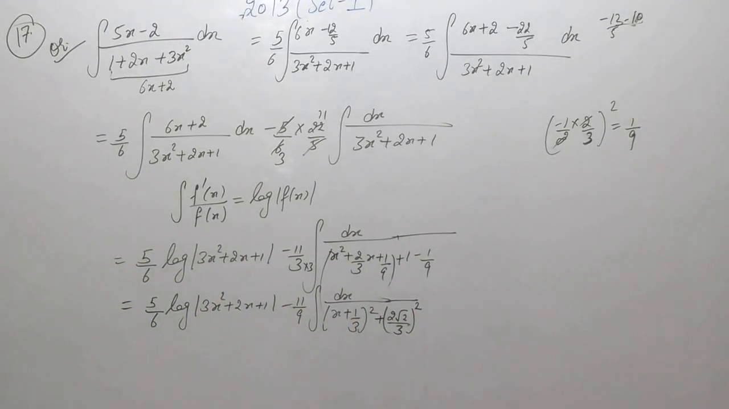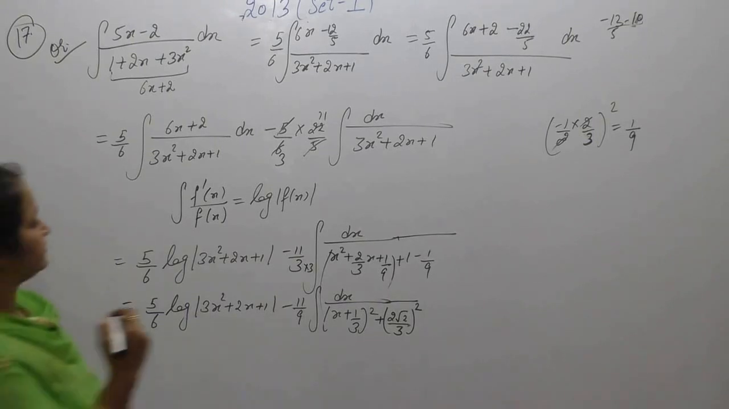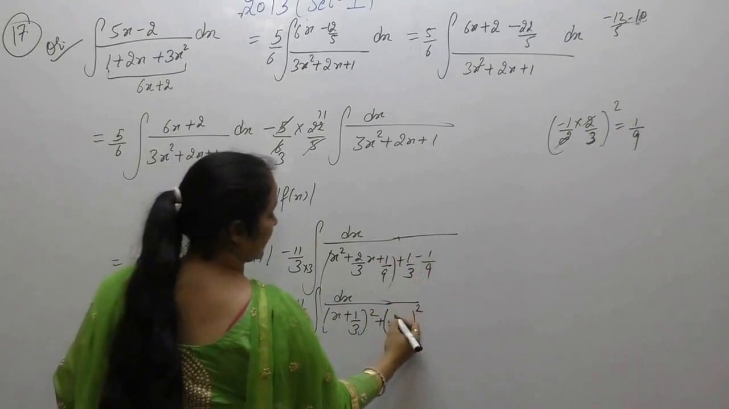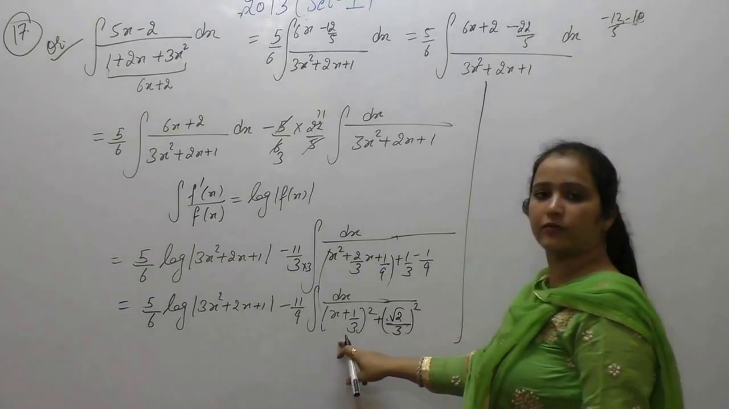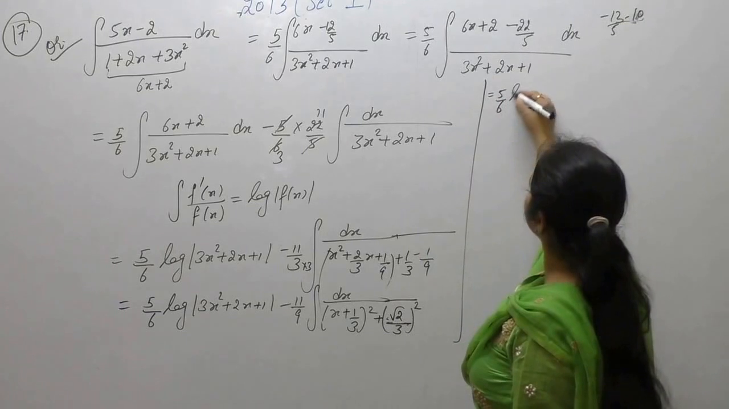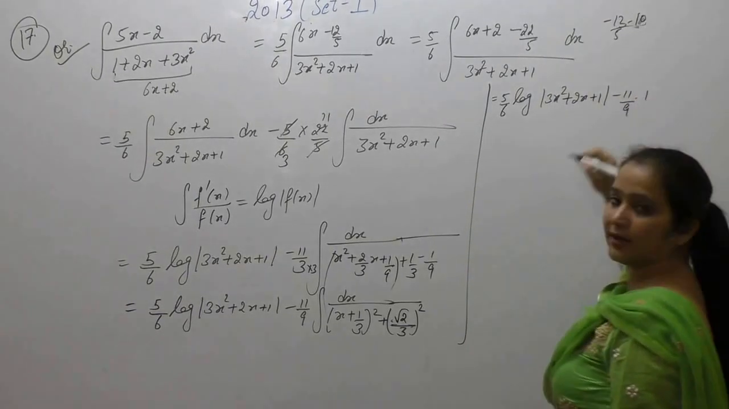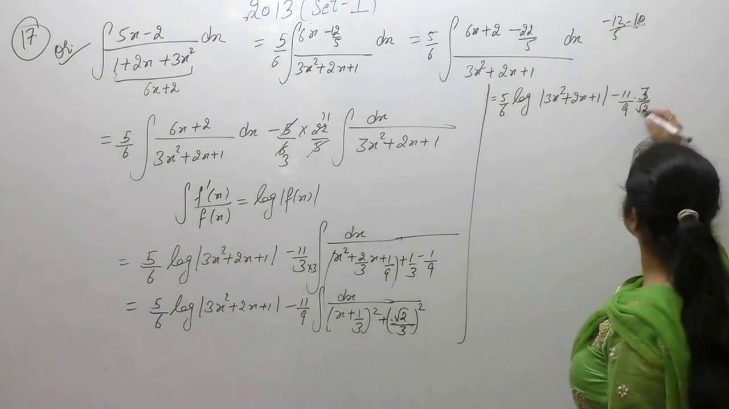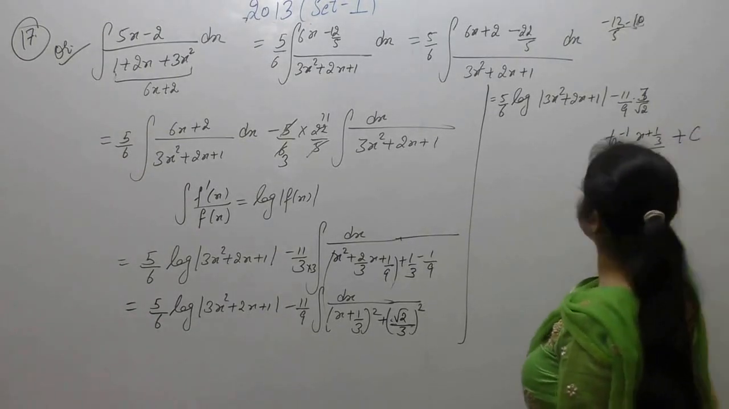Now in the next step we will apply the formula for the integral of 1 upon x square plus a square. Here when we take 3 common, 1 by 3 is here. So taking LCM, 3 minus 1, 2 by 3, root 2 by 3. The integral of 1 upon x square plus a square gives 5 by 6 log of 3x square plus 2x plus 1 minus 11 by 9, 1 upon a. a is root 2 by 3. So 3 root 2. 1 upon a tan inverse x upon a, plus constant of integration.